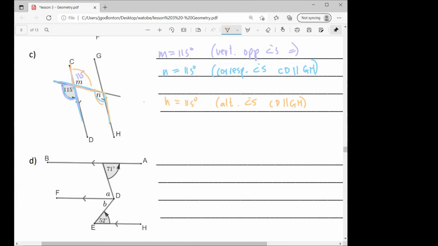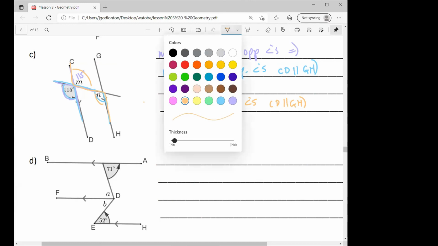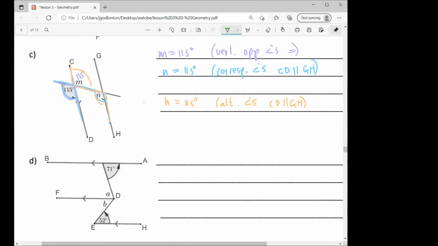Ma'am, is A equals 71 degrees? What's my reason? Ma'am, I didn't get the reason. Oh my goodness, that's half of it. What letter does it look like? The N. It looks like the N. And what is the N? Which one is that? Corresponding, that's F. Vertical. No. Oh, it's alternate. There we go. Don't worry, it just takes time.